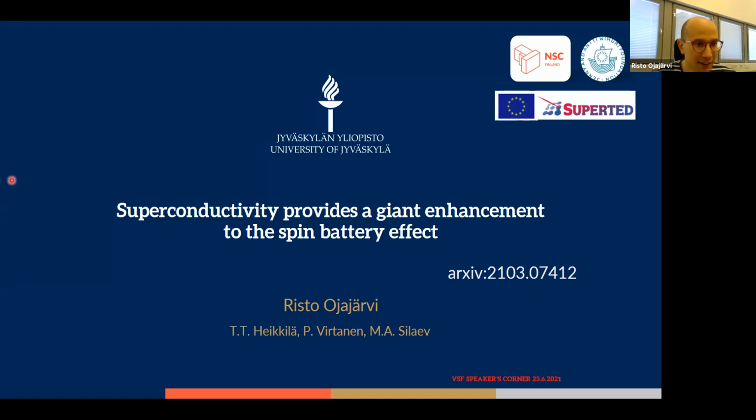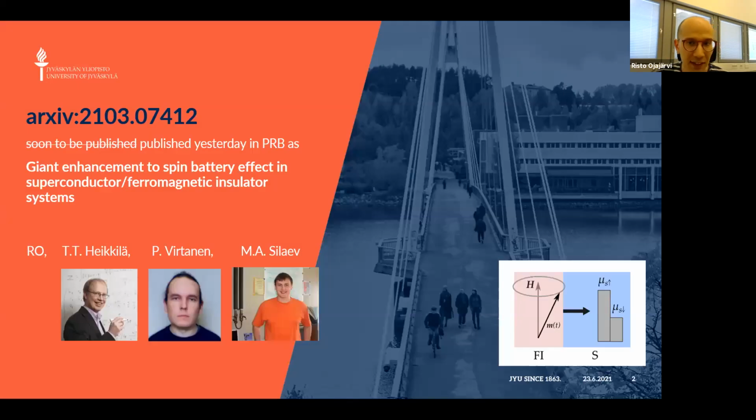Okay, you see the title: superconductivity provides a giant enhancement to the spin battery effect. Even though this platform is meant for preprints, I am abusing it a little, because this is no longer a preprint. It was published yesterday in PRB, and the editor decided to change the name a little. So it's giant enhancement of the spin battery effect in superconductor ferromagnetic insulator systems. And here are the co-authors, Tero, Pauli Virtanen, and Mikhail Silaev.